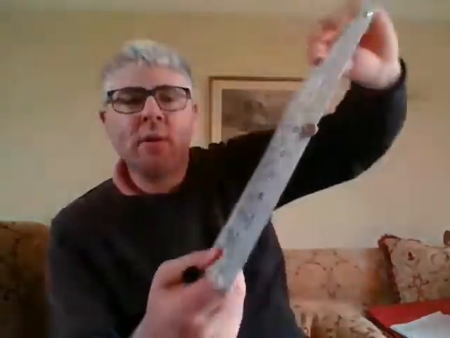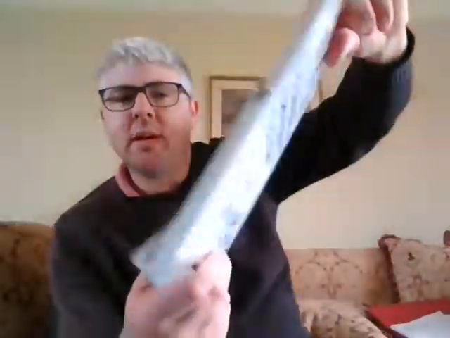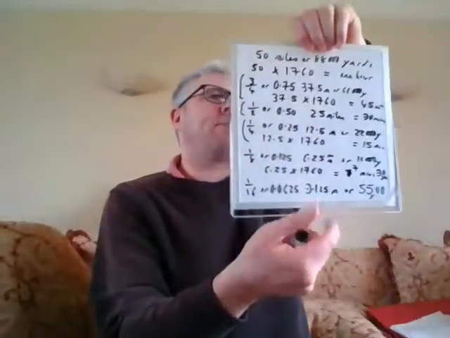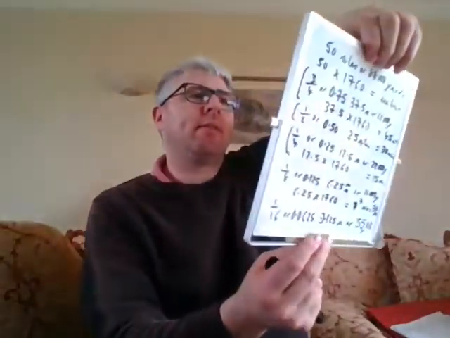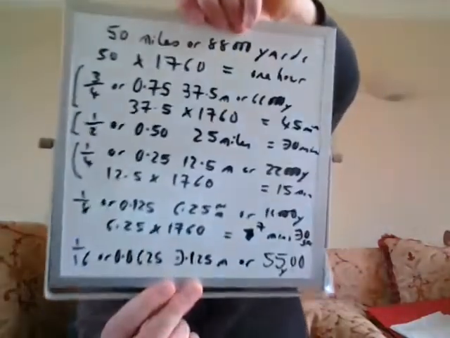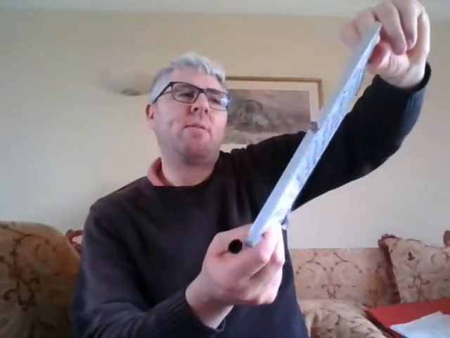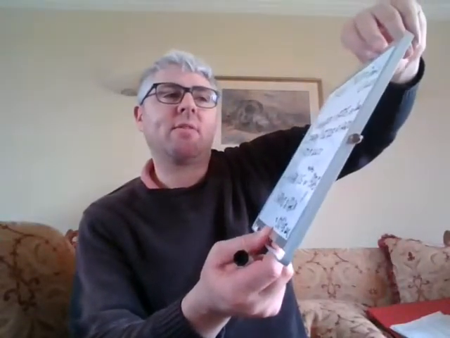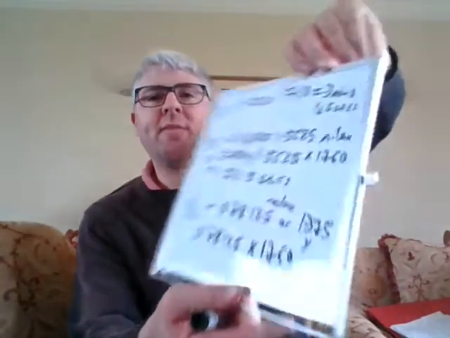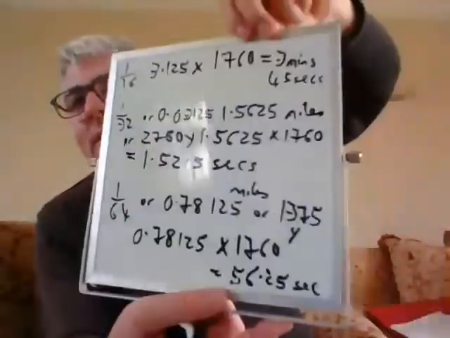And at the bottom there, it's 3.125 or 5,500 yards, and it's actually 3.125 times 1760, which gives you 5,500 yards, I think. And then the 2750. So in order to get the 2750 yards, you've got to times 1.5625 times 1760.